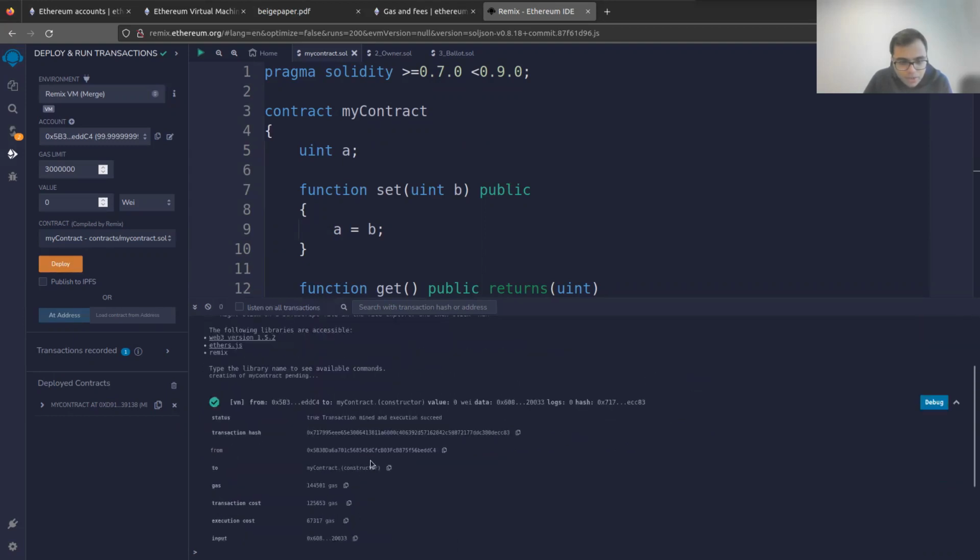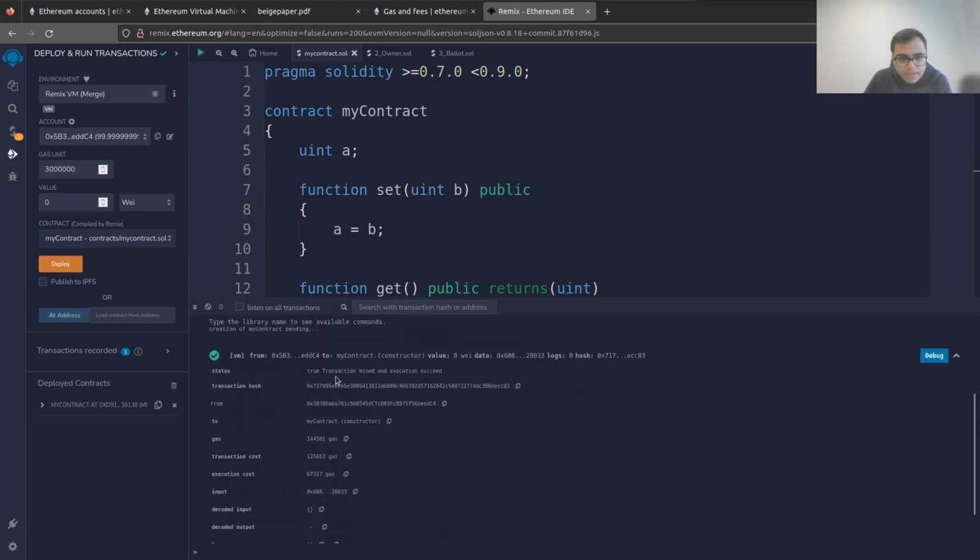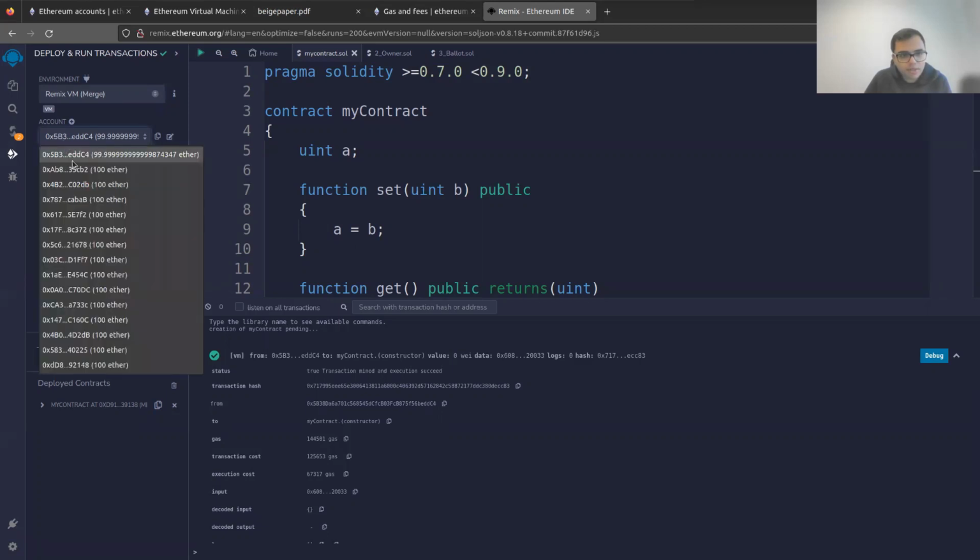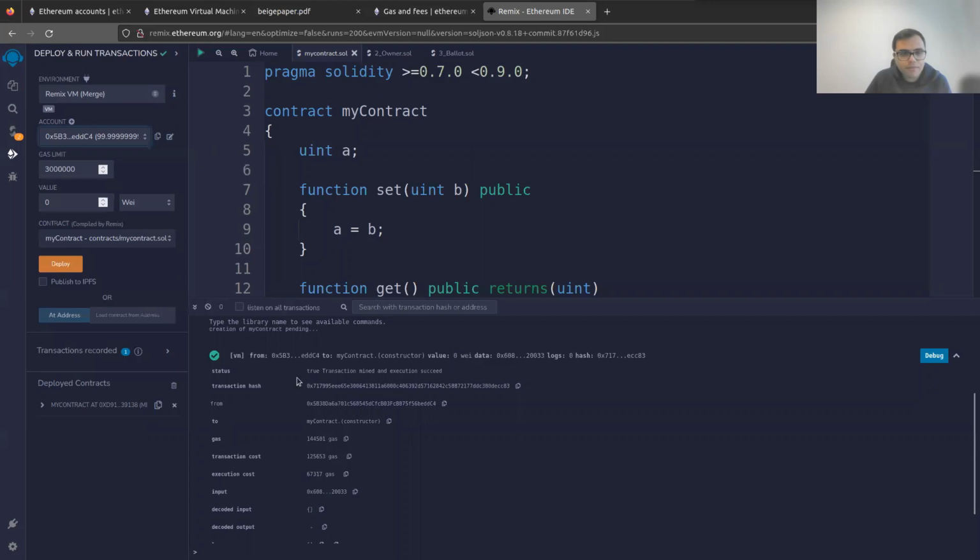And if I go here, you can see that it says the transaction was mined and the execution succeeded. This is the hash of the transaction. This is the address of the account that I used for deploying it. So it was this account, C4. And now, very importantly, this account actually has to pay for gas.